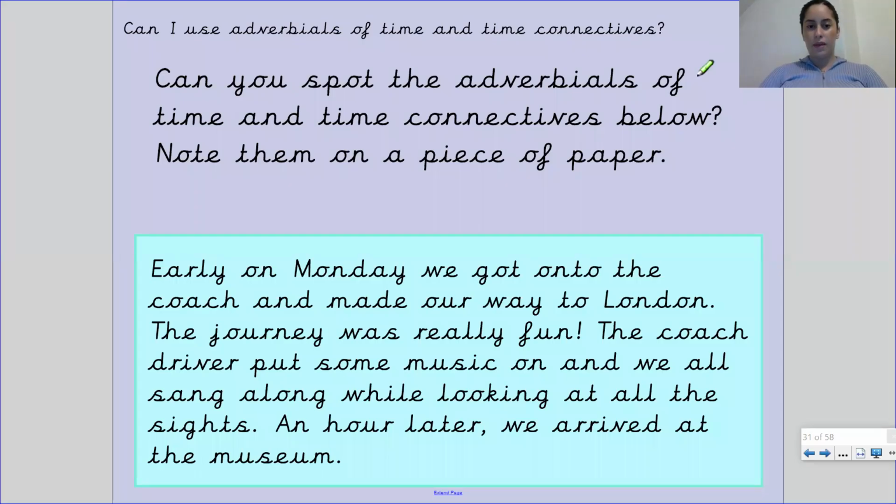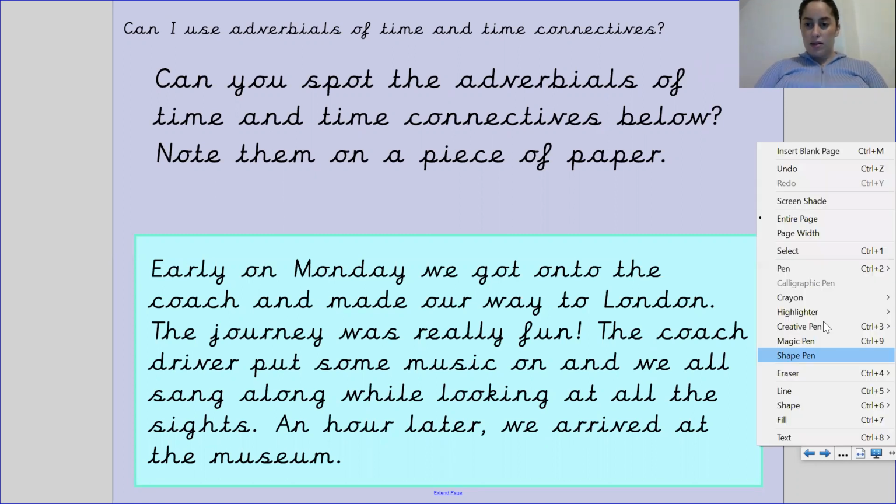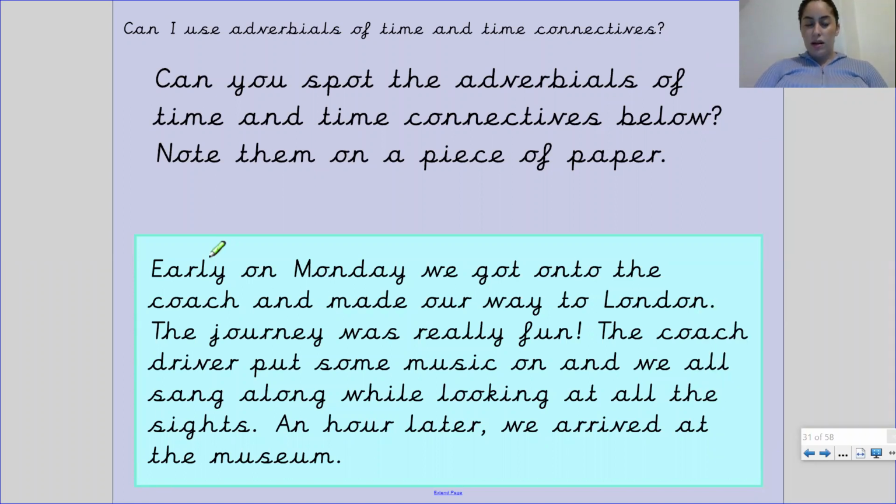Okay. Early on Monday, so we're looking for any words that give us an idea of when, how often, or how long. Let me get a bigger highlighter. Early on Monday tells me when, so that's also an adverbial of time or time connective. Early on Monday, we got onto the coach and made our way to London. Do you spot a mistake in this sentence?